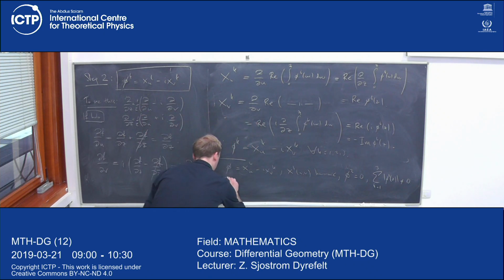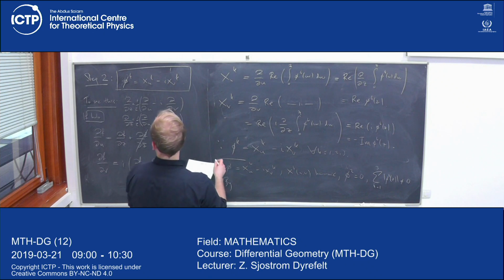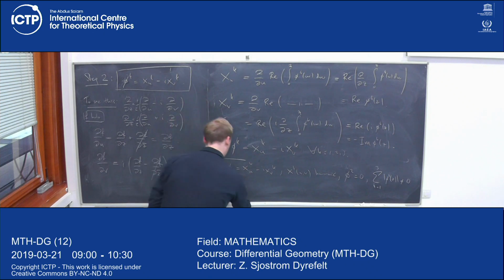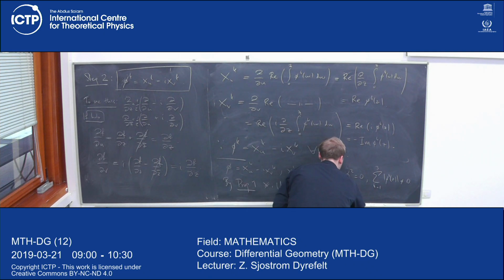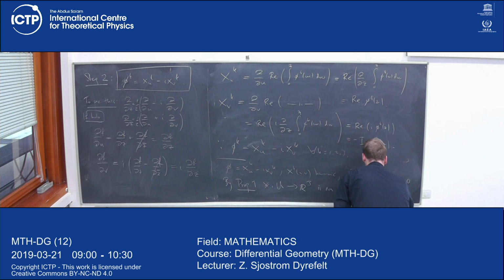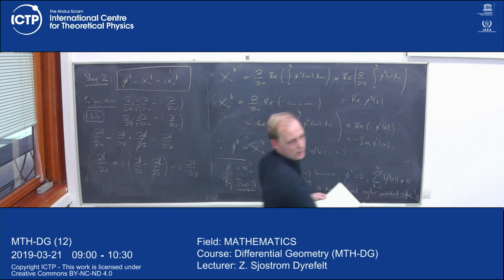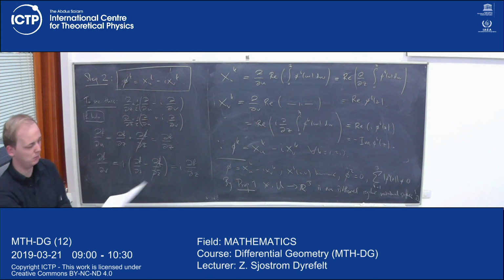And so by proposition 1, this is proposition 2, right? So by proposition 1, x from U to R3 is an isothermal regular minimal surface. And this ends the proof.